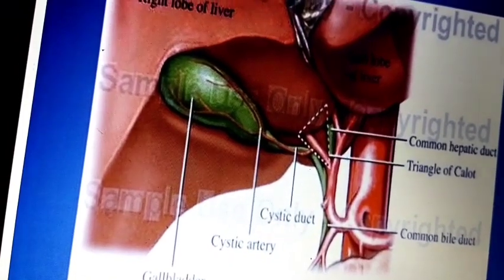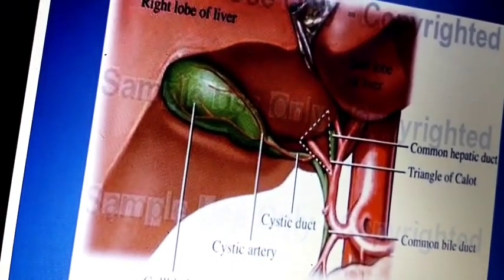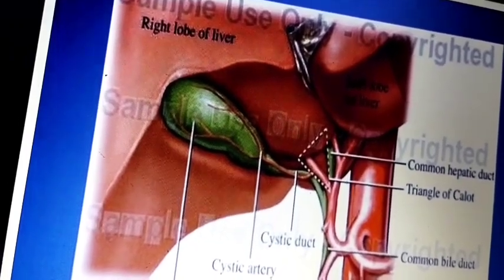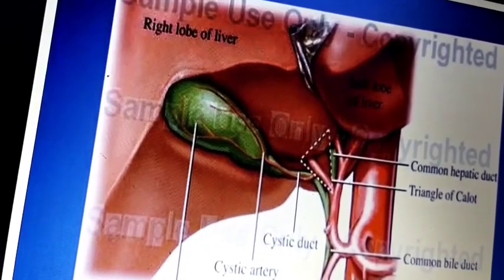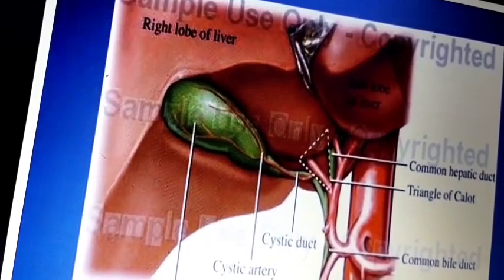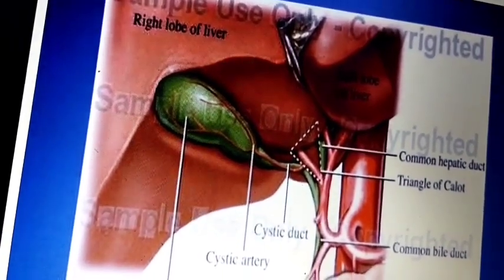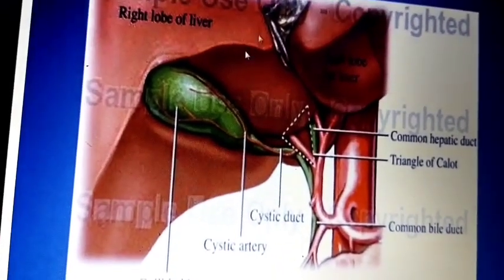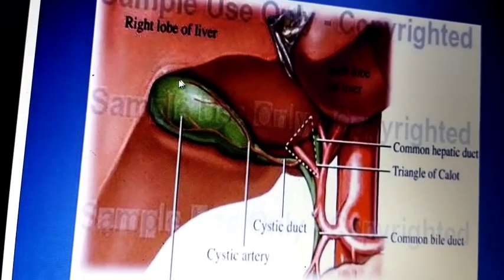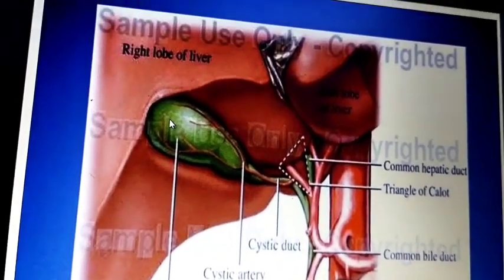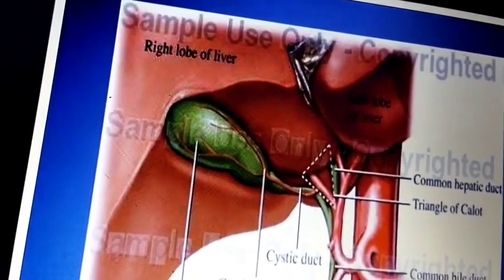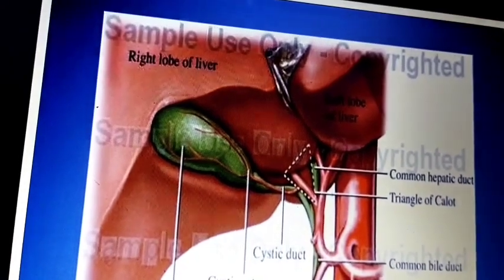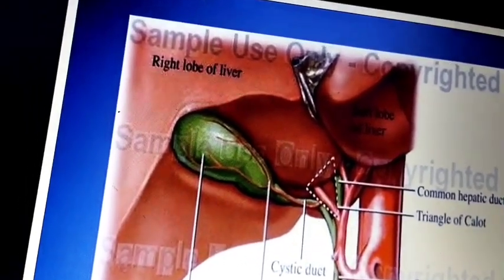The primary function of the gallbladder is to store the bile, which is produced in the liver, and which helps break down fat in the body. You can see the gallbladder is pear shaped or pyriform shaped. The gallbladder is a storage house for the bile juice. That bile is produced by the liver.